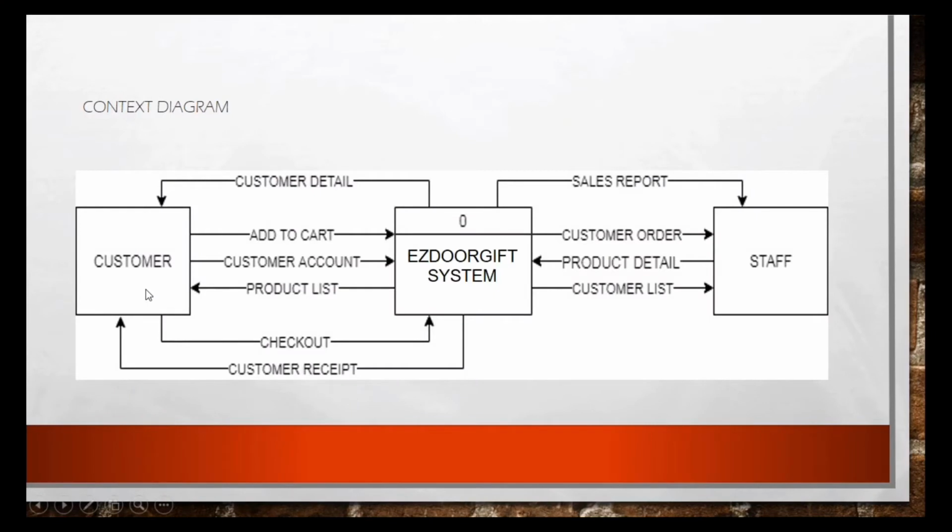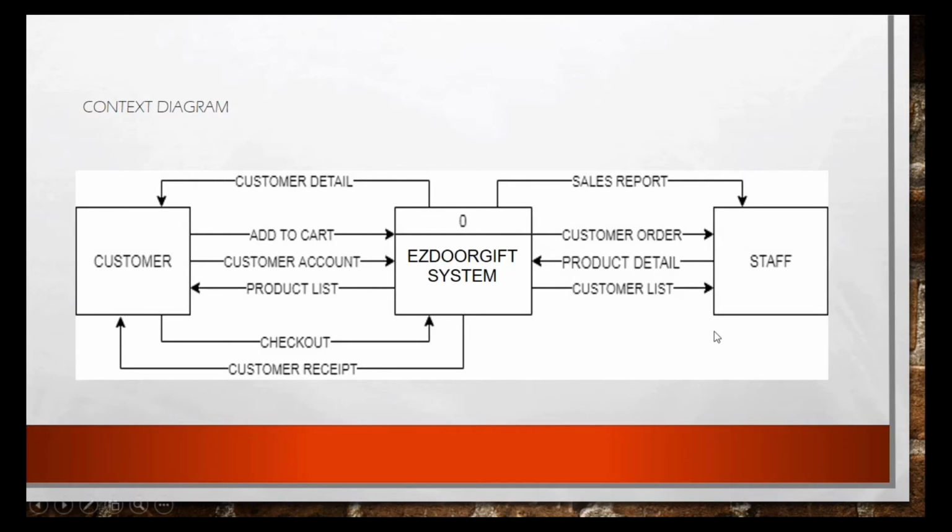For the context diagram, the customer has to create an account and it will be saved in the system. After that, the system will provide customer detail for the customer. The system will show the product list. Then the information will be in the system. The customer buys the souvenir and the product will be added into the cart. After the customer checks out, the system will generate the customer receipt.